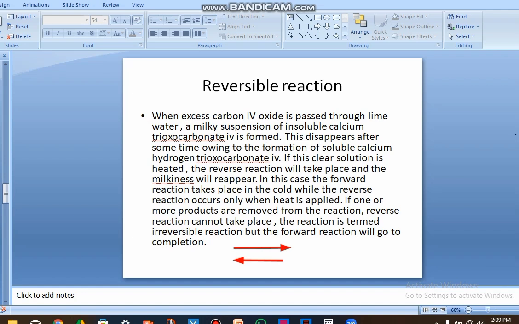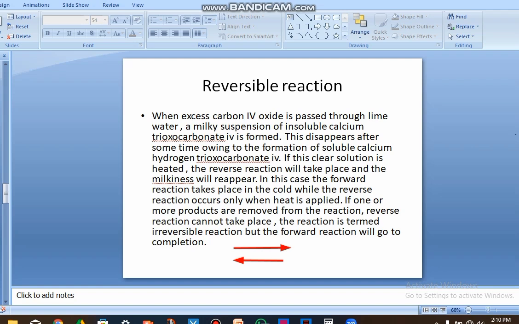Okay, so it will disappear. This milky solution has disappeared. This calcium hydrogen trioxocarbonate(IV) will be what? Formed, and it is what? Soluble. Are you getting it now? So if this clear solution is heated, the reverse reaction will take place and the milkiness will appear. So this is called a reversible reaction. I get it now. So the clear solution is calcium hydrogen trioxocarbonate(IV), isn't it? But the milky solution is calcium trioxocarbonate(IV), isn't it?